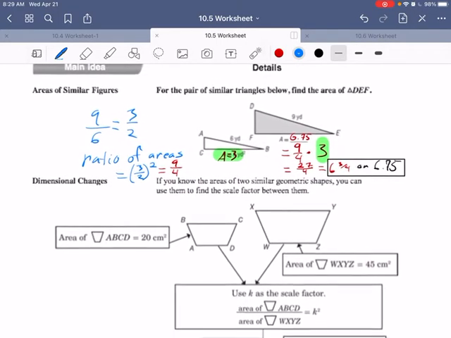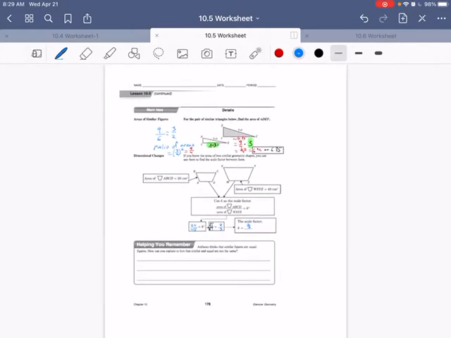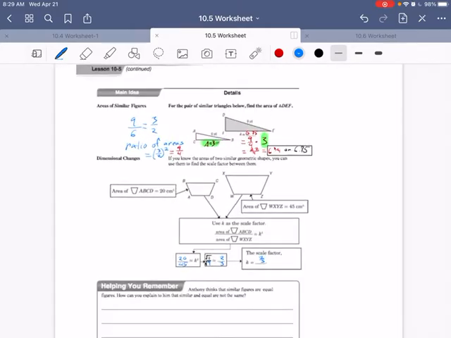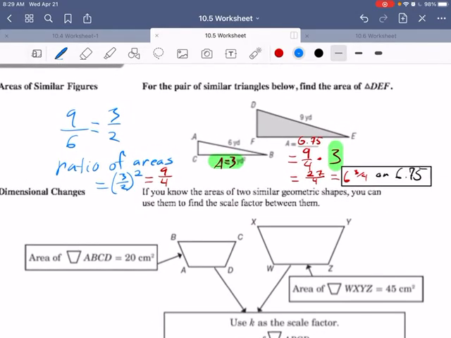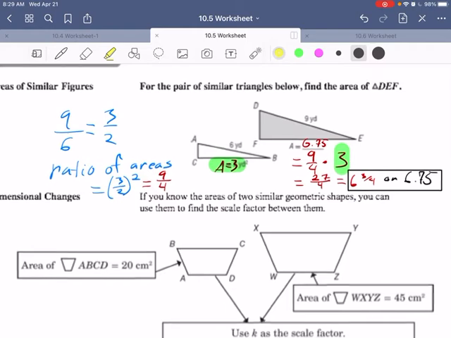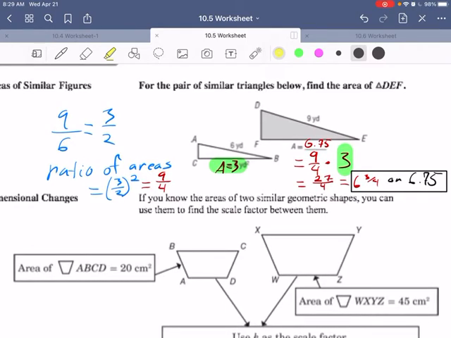We'll go over some of this on the second page. I want you to do all of this. I've got it filled out here for you, and we'll walk through it a little bit. So, for the pair of similar triangles below, find the area of triangle DEF. We're going to walk through this, and we'll walk through it again a little bit as we look over our example in the lesson. But triangle DEF, we're going to try to find that area. Well, how do we do that?